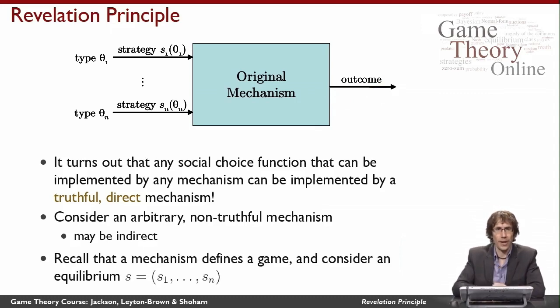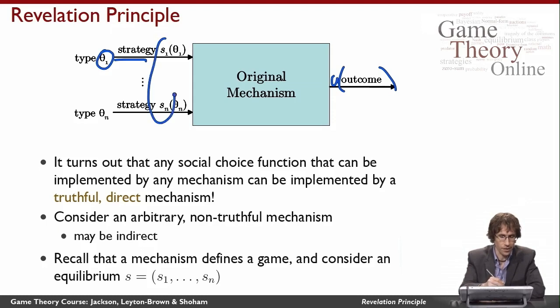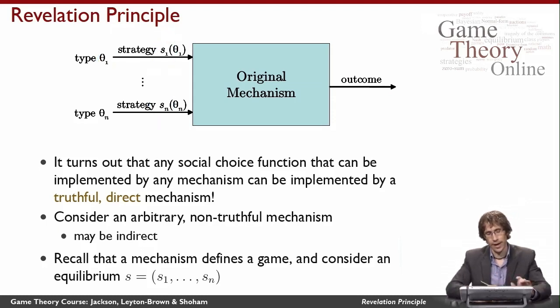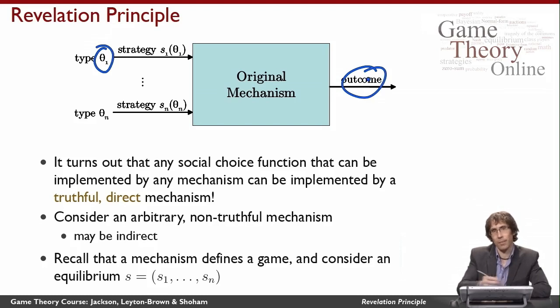Well, recall that we can look at this whole thing as being a game, right? In the end, this is just a mapping from agents' types and strategies into some outcome that the agents have utility for in the end. And so I can think about an equilibrium of this game. It's just some Bayesian game. And so I can think about these S's all being in equilibrium with each other. And that's exactly what I do when I talk about implementation. If I say that a mechanism implements a social choice function, what I'm saying is that in equilibrium, the mapping from types to outcomes is the same as the mapping that would be chosen by the social choice function.